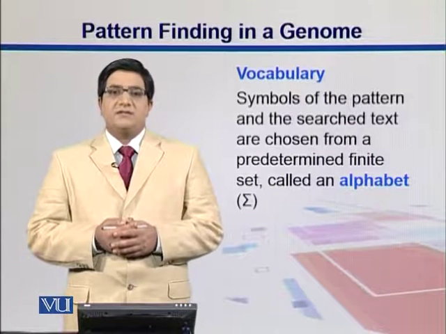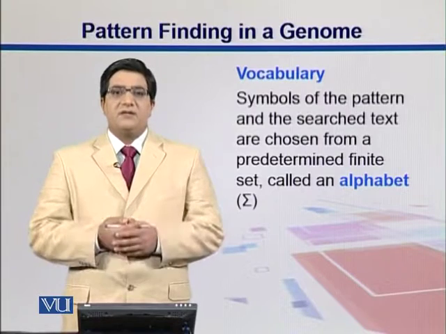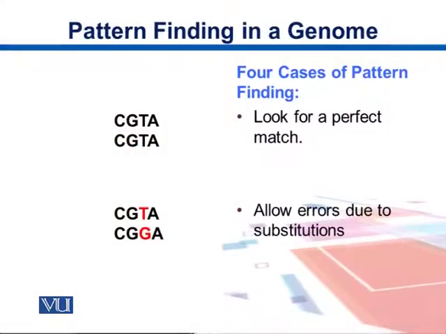In the same way, the search space, or the sequence in which we are looking for the pattern, is also derived from some alphabet. There are 4 different ways in which we can find those patterns. We can look for a perfect match. For example, here we look for the pattern to be exactly the same, which gives exact matches. So that is exact matching.